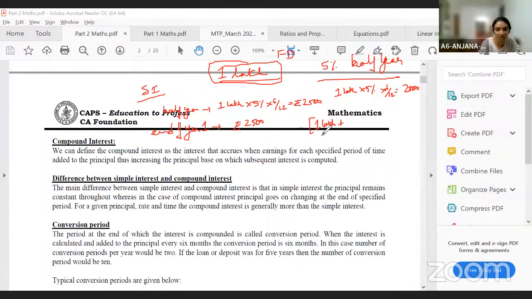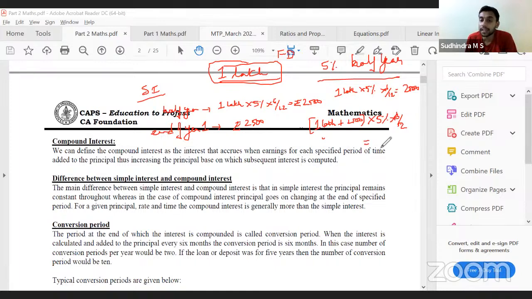1 lakh plus the interest of the first half year, 2,500. 1 lakh 2,500 into 5% into 6 by 12. Right? Obviously, it will be a little higher than 2,500. So this is compound interest.